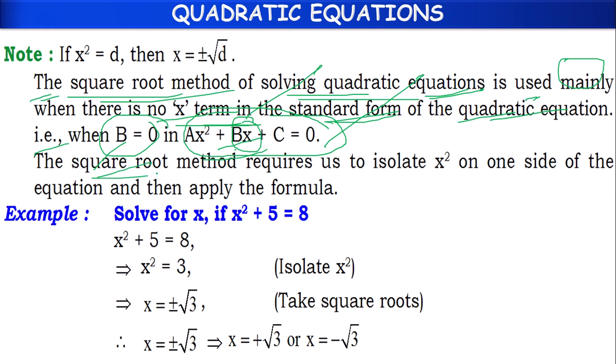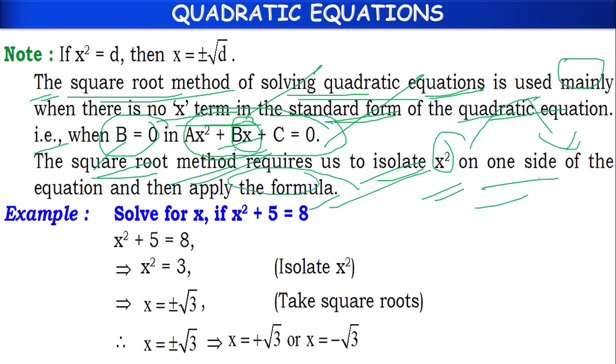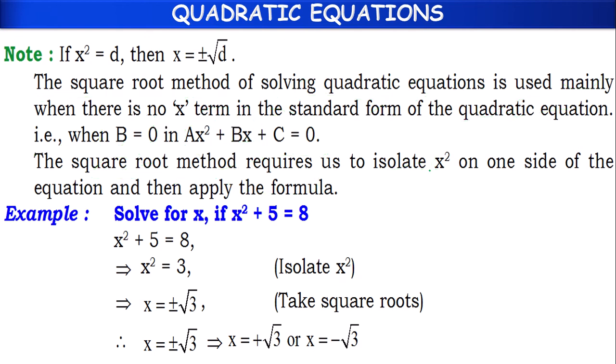So in the square root method, how to solve problems? We have to isolate x square on one side and take all other terms to the other side, and we have to apply the formula.